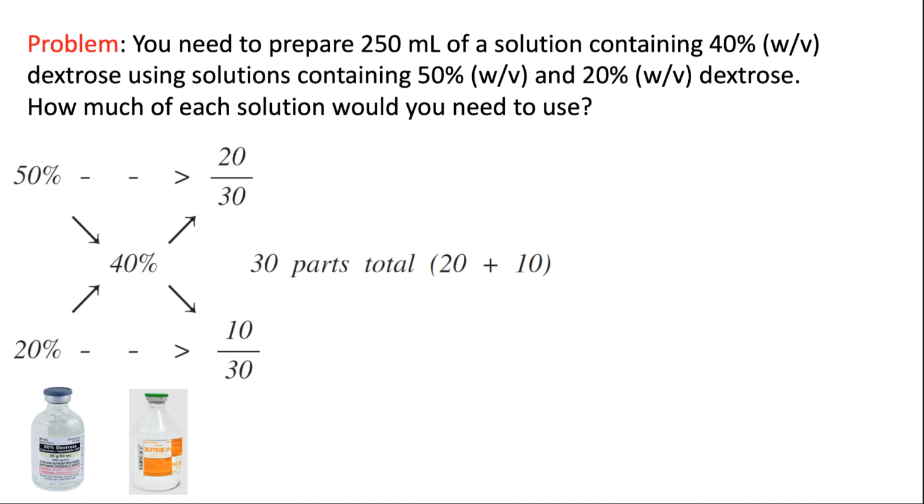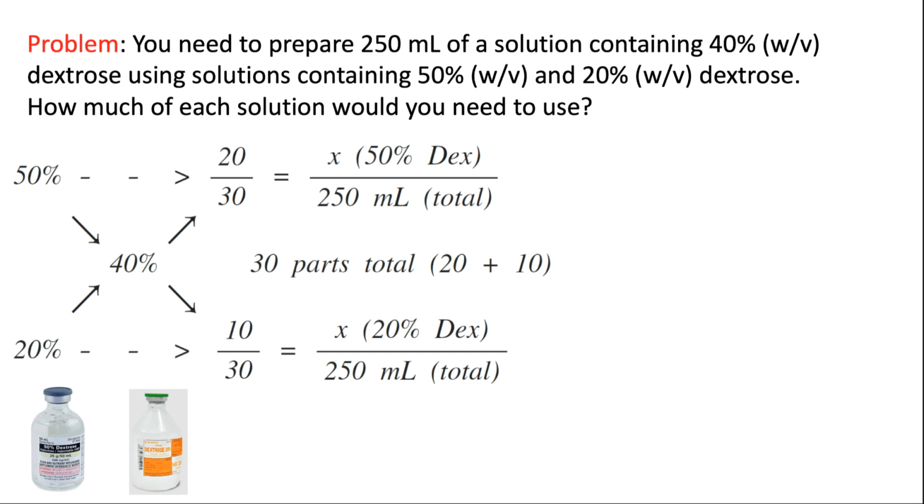Okay? Now, what's a little bit different at this point is we know our total volume. We know that the 30 parts total is going to have to equal 250 mils because that's the total volume we want to prepare. That was given to us in the question. Unlike the previous one with the zinc oxide, we know the total, which is the same, the 30 parts for both the numerator for the 50% and the lower one for the 20%. So simply, let's set up those proportions.